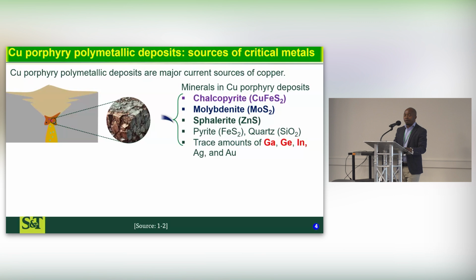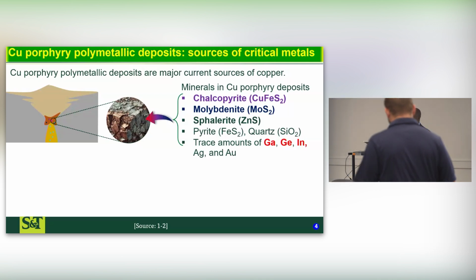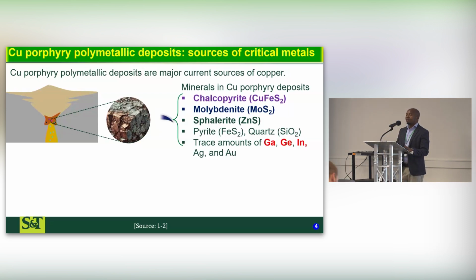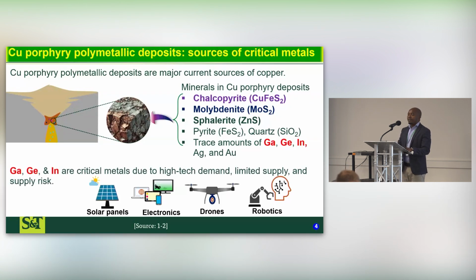So we know that copper porphyry polymetallic deposits are major current sources of copper. Now in these deposits, the major valuable mineral is chalcopyrite. However, these deposits may contain molybdenite, sphalerite, and other gangue minerals. Most importantly, these deposits may contain critical elements such as gallium, germanium, and indium. By now, we know the importance of these critical elements. We don't have to go into details because they are used in high-tech technologies.